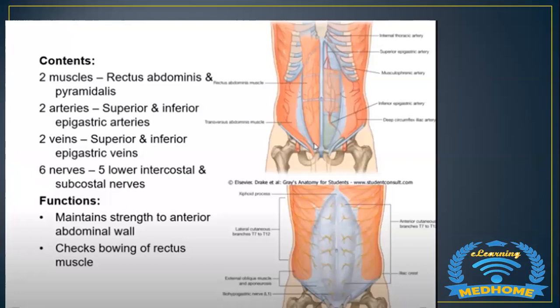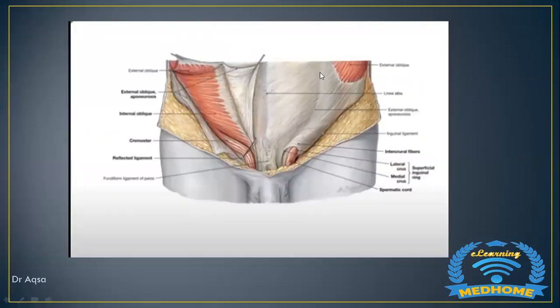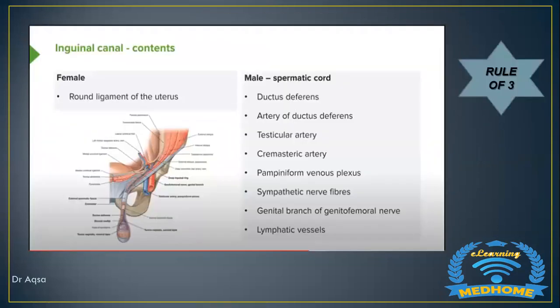Yeah. Or you can easily say T7 to T12. Okay. And what's the rule of 3 for inguinal canal? For the inguinal canal, in the females, we have the round ligament of the uterus, while in the male, what we include is the spermatic cord. 3 arteries, where the testicular artery, cremasteric artery, and the artery of ductus deferens. The nerves were ilioinguinal nerve, cremasteric nerve, and the sympathetic nerve. And the other structures were vas deferens, pampiniform plexus, and the lymphatics.